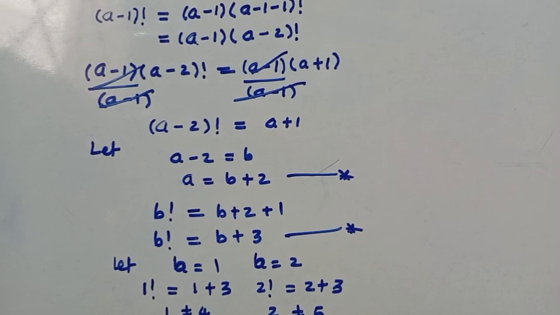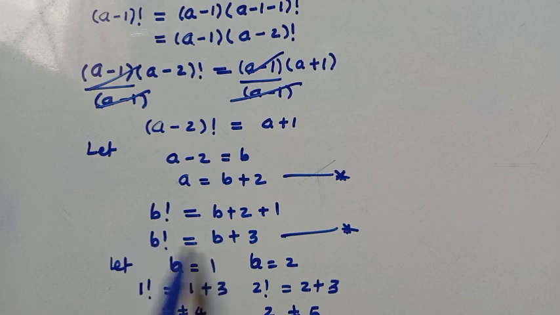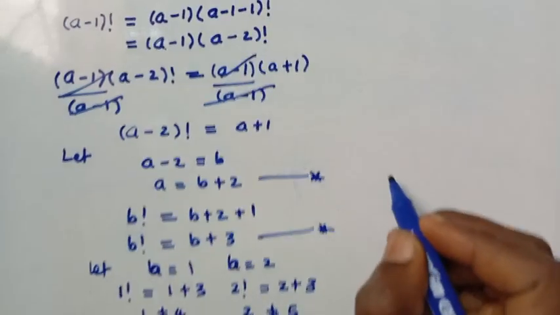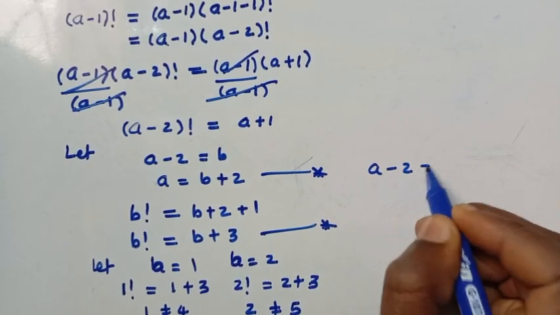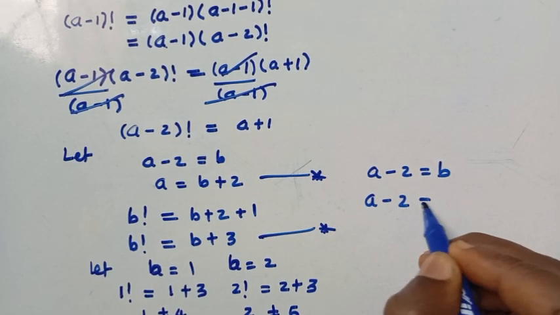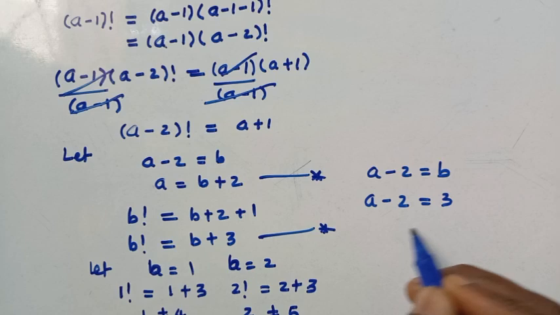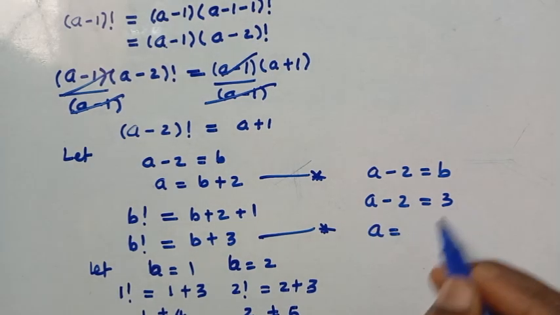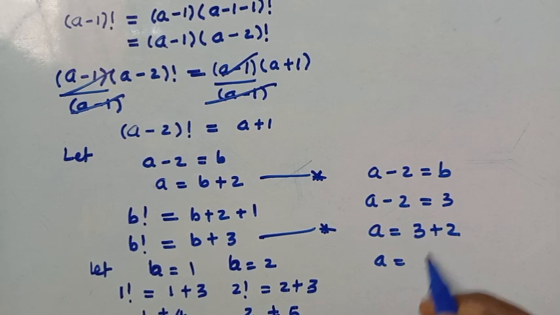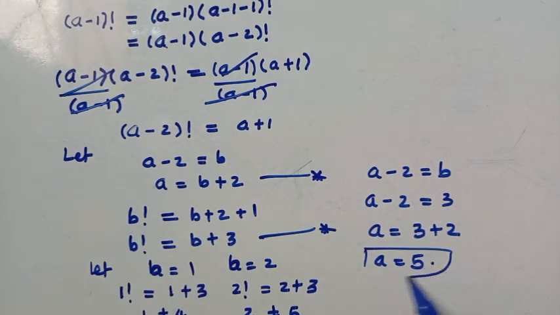Therefore, recall that we let a minus 2 equal b, and we have the value of b equals 3. So a minus 2 equals 3, that is, a equals 3 plus 2. Then we have a equals 5. So a equals 5 is the solution to this problem, and I think the only integer that satisfies the equation.